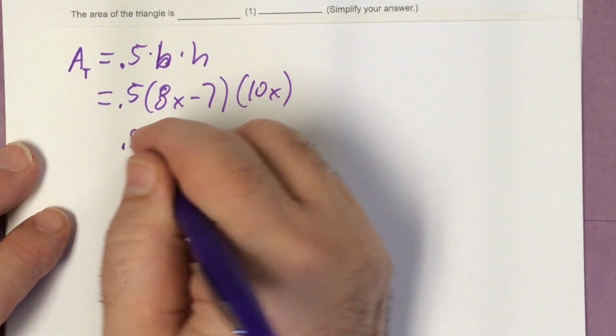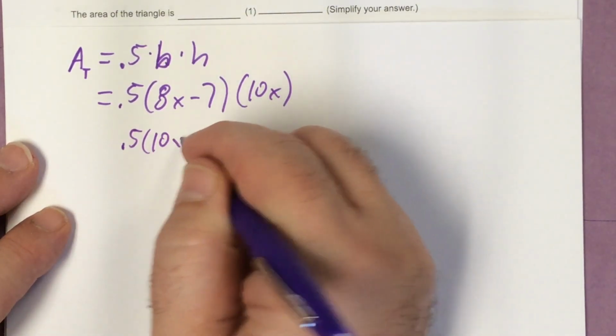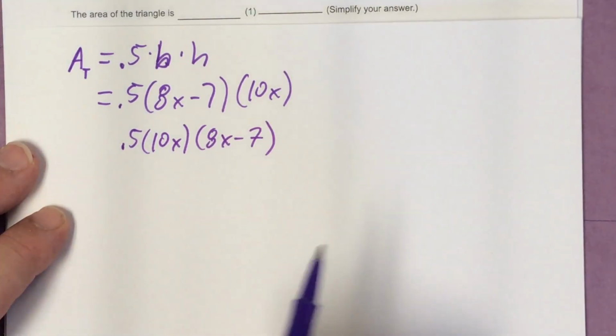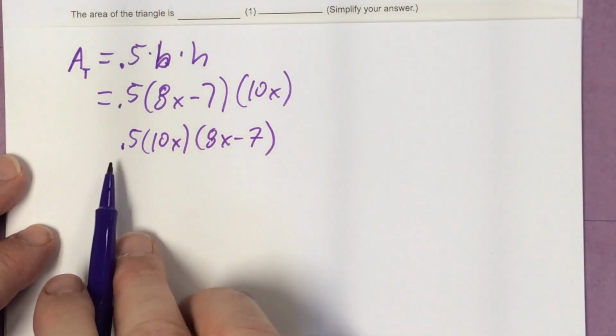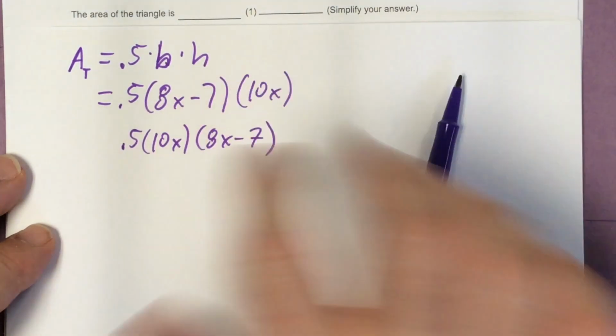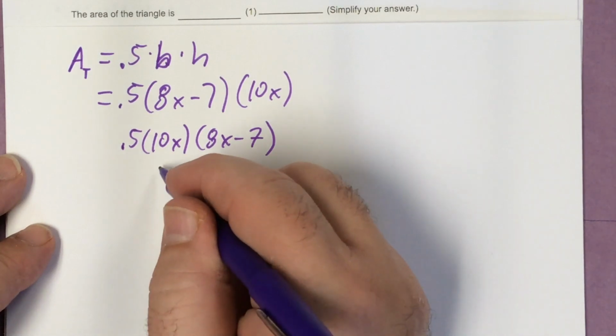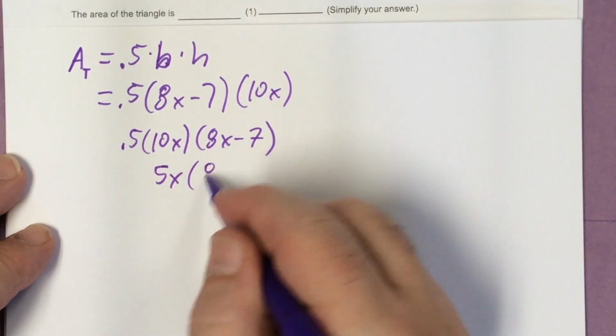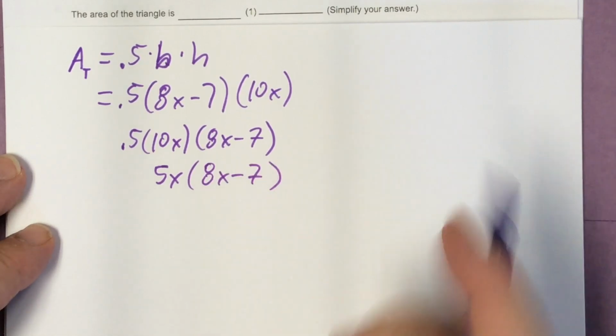One thing that might make things a little easier is, let's just switch this around. So I'm going to write this as 0.5 times 10x times 8x minus 7. Now, in this particular question, if I take 0.5 times 10 on your calculator, that's going to yield for us 5x. And now it's going to be 5x times 8x minus 7.